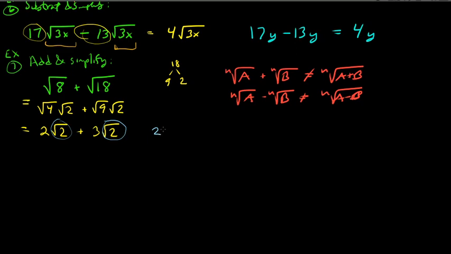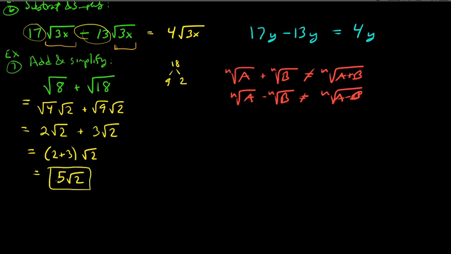So this is no different than if you had, say, 2x plus 3x. You know by now that that's 5x, right? And so in this case, I wanted to remove the clutter here. You know that this is just going to be 2 plus 3, times the square root of 2. In other words, 5 times the square root of 2. Right, and that's simplified.